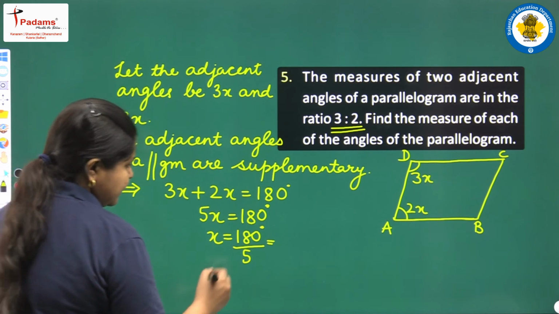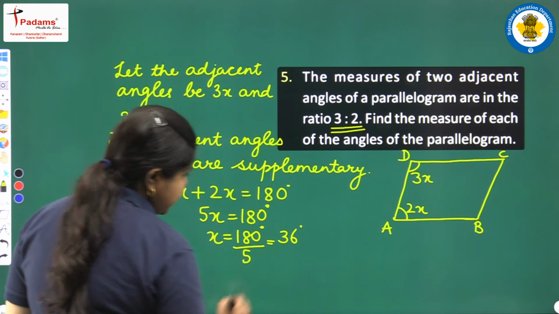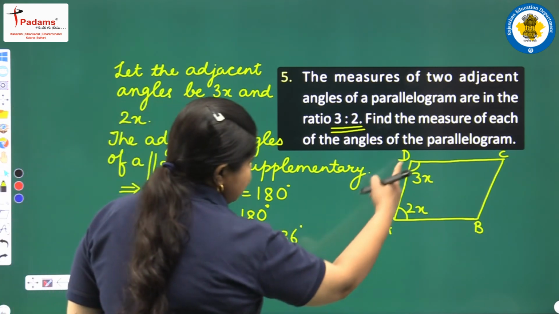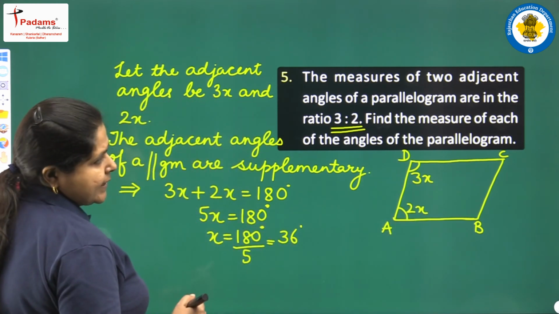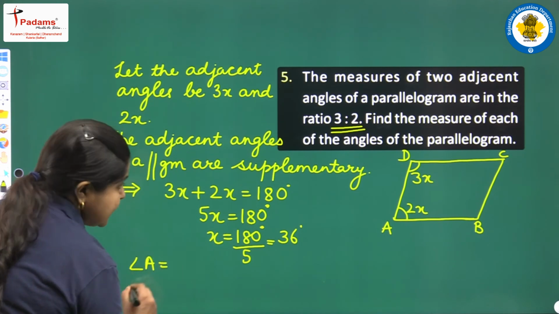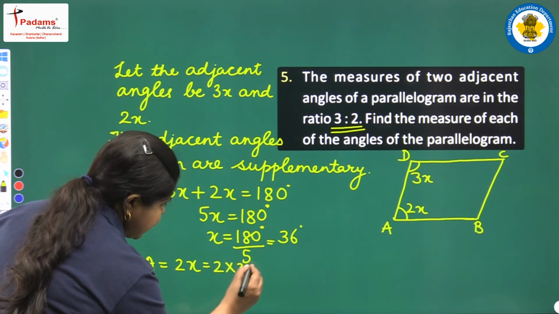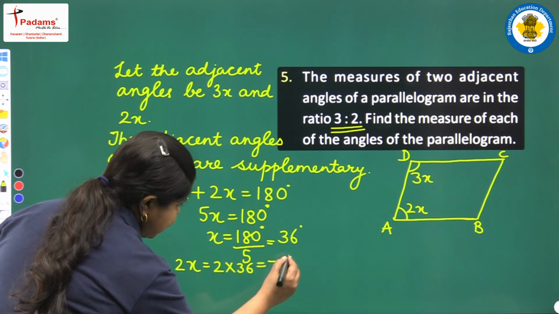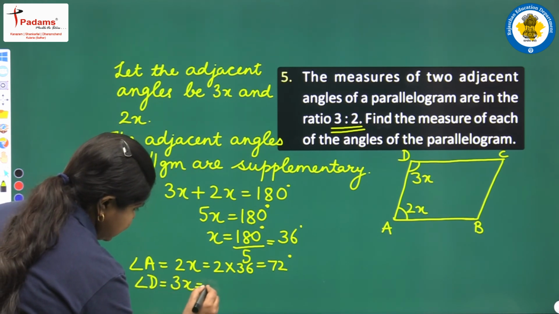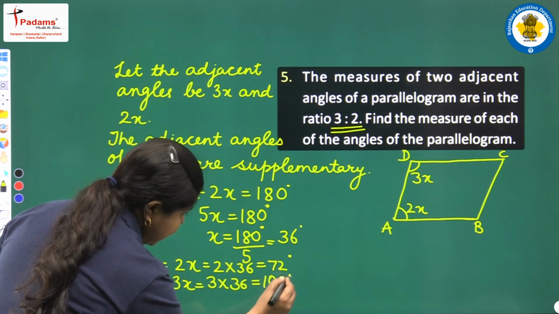Just cancel the 2 by 5. 5 3s are 15 and 6, 36 degree. Now this x is 36. We need to find all the other angles of this parallelogram. First we write the value of angle A, which is equal to 2x. This means 2 into 36 equal to 72 degree. Then we will write angle D, which is equal to 3x. 3 into 36, this is equal to 108 degree.